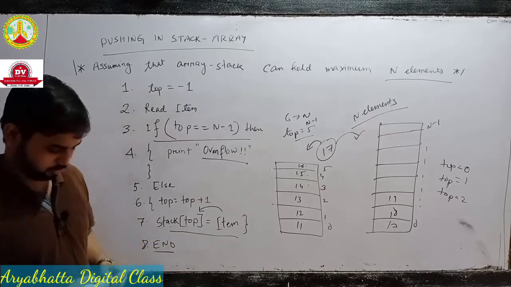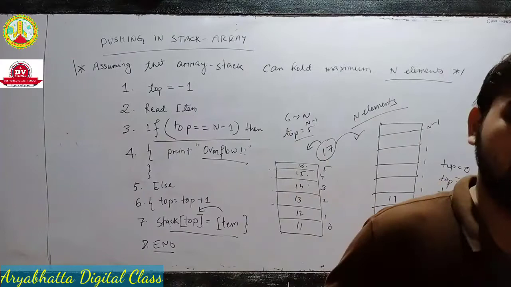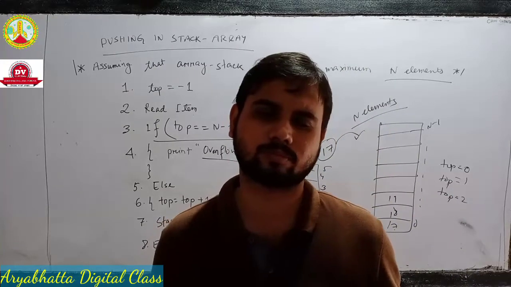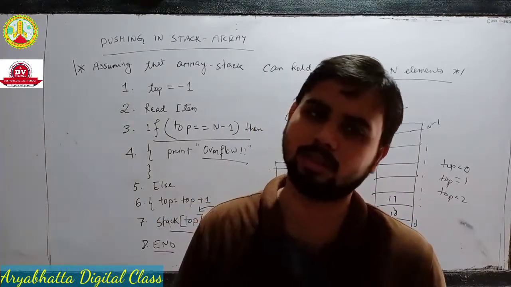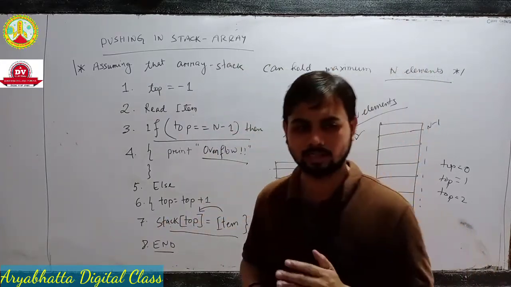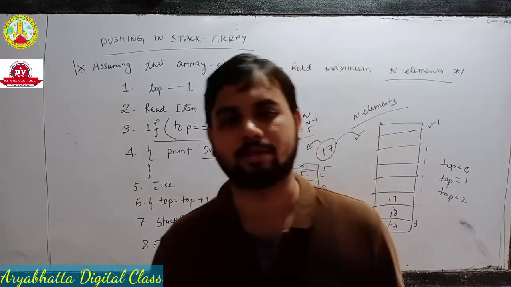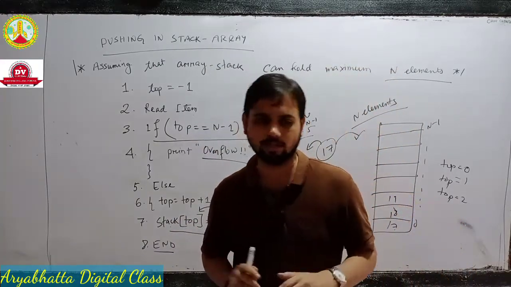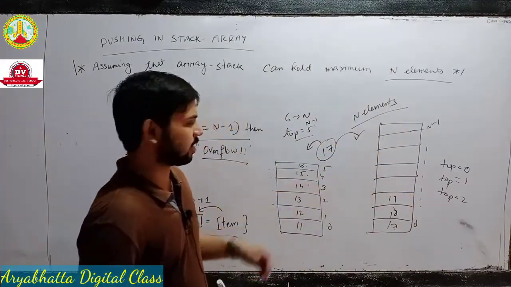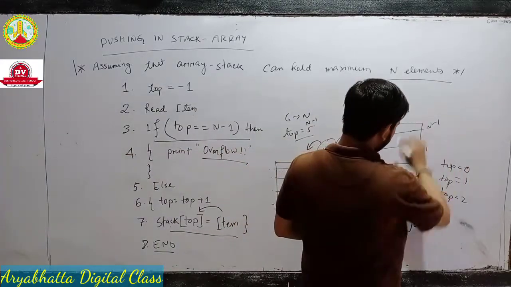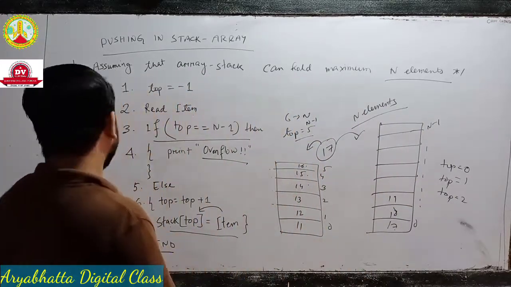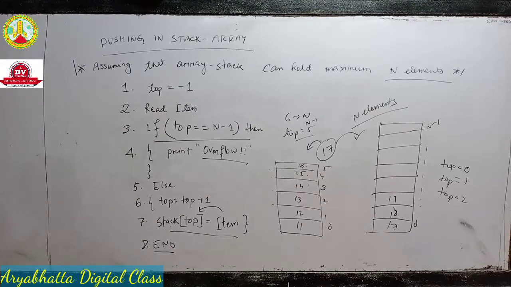Okay, what we understood? There are two possible conditions. One is when the stack is completely empty, then you can easily insert and top will be incremented. Otherwise, if your stack is completely full, you cannot insert a new element, because in that case overflow will come. And if your stack is like that, some memory space is available, and you are asked to insert an element, you easily insert it and top will be incremented. So this will be the pushing in stack array algorithm.